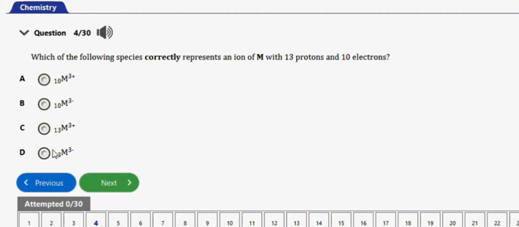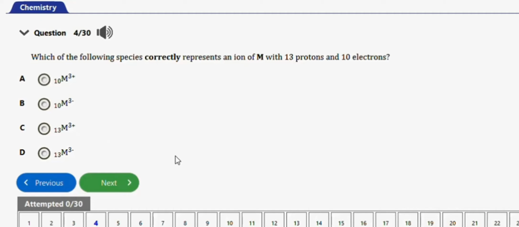Not option D, because it's not a non-metal, rather it is a metal. So when metals give out electrons, it's represented with a plus sign as the power. So that is for this question.